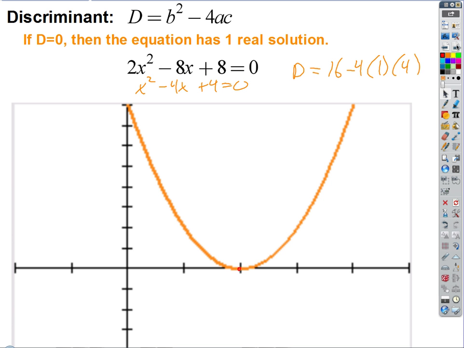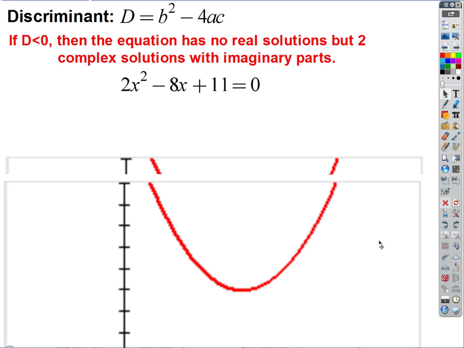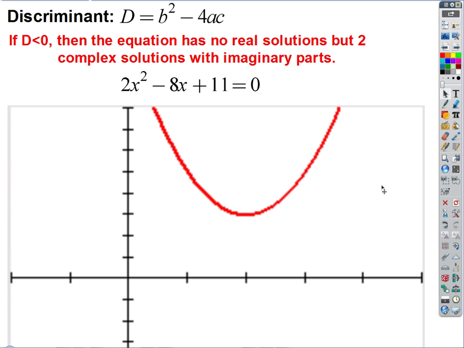How about this one? What do you think? How many x-intercepts does it have? 0. So it's got no real roots, because the real solutions, the real roots, would be the places where it crosses the x-axis. So what do you think the discriminant would have to be? Positive, negative, or 0? Positive. No, it'd have to be negative, wouldn't it? Right? Because it doesn't have any real zeros. It doesn't have any real solutions.